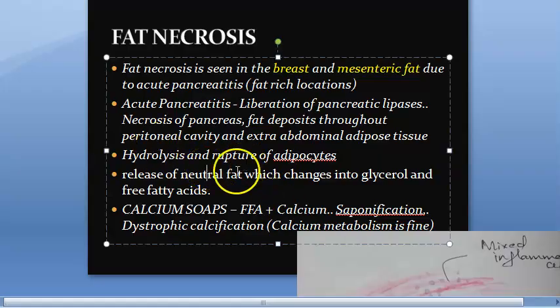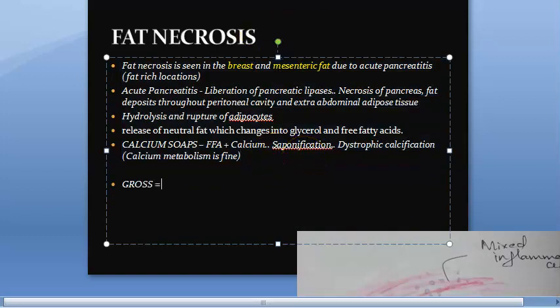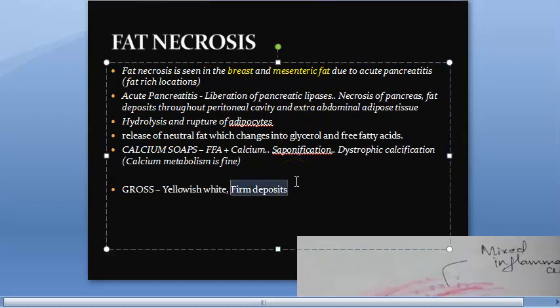So let us look at the gross and the microscopy. First, let's look at the gross. Now, gross of fat necrosis, guys. Here it appears yellowish white. Just say yellowish white and you will get a lot of marks. Yellowish white everywhere. All necrosis, write yellowish white. Firm deposits. Just remember that caseous, cheese-like, and liquefactive necrosis are soft, obviously. Others are firm. Now, fat necrosis is firm. What else will you remember here?